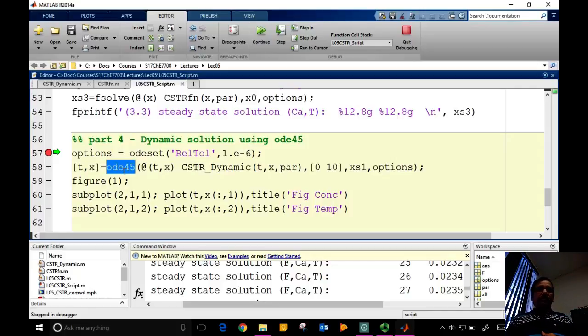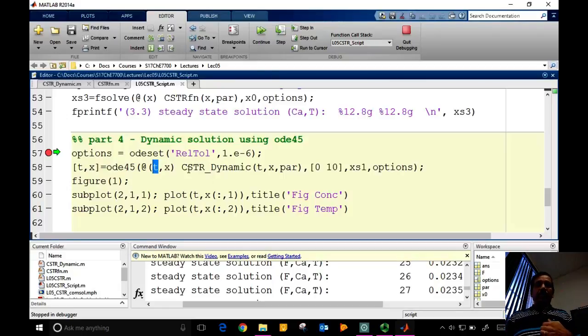This also has the options parameter, and you can specify the tolerance as the error, but you use it in the same way. Instead of fsolve, you have ODE45. Control goes to a different algorithm. But now time is a variable, so you need to specify both time and the state. X is still a state vector. The state vector contains two elements in this case, Ca and T, concentration and temperature.